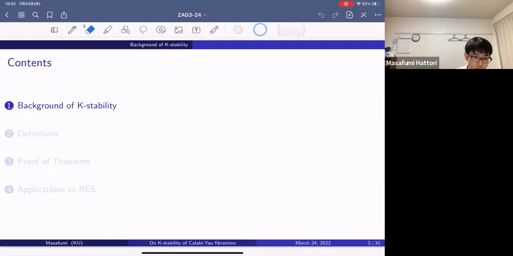And third, I would like to state our main theorems and prove them. And finally, we would like to apply our main theorems to K-stability of rational fibrations and explain Miranda's conjecture on K-stability of rational Weierstrass fibrations.